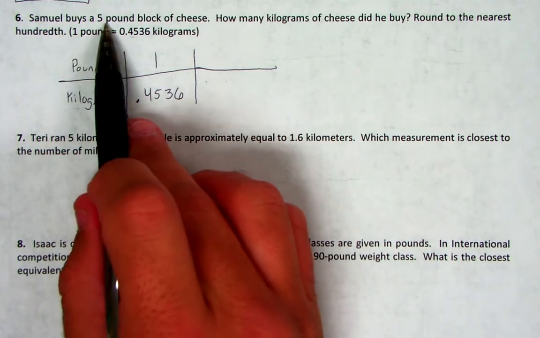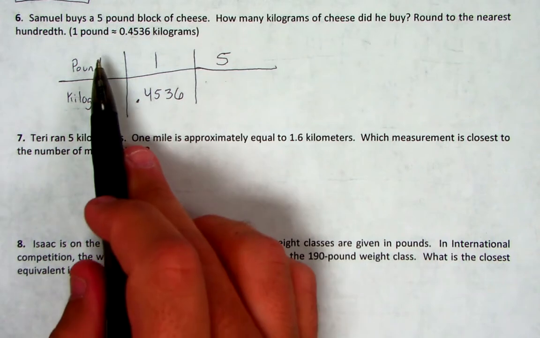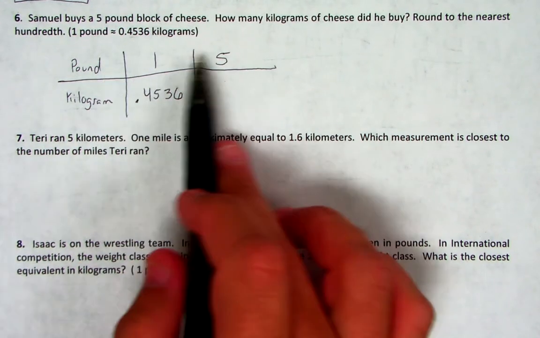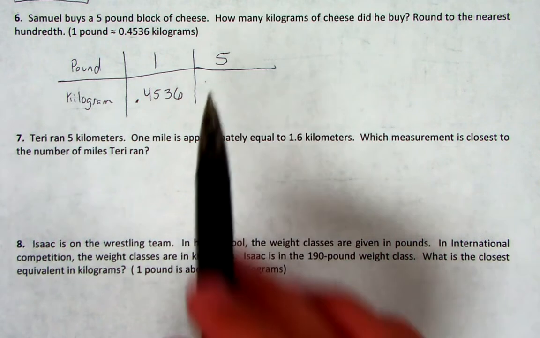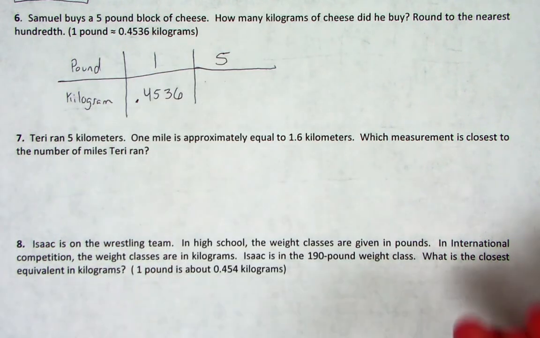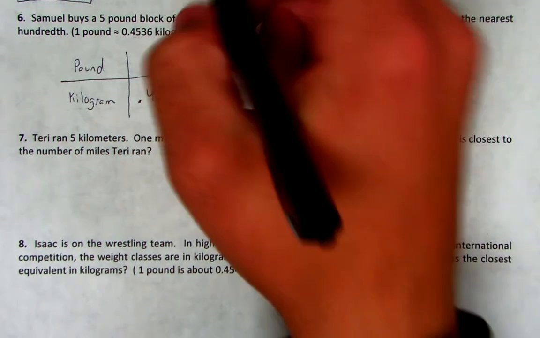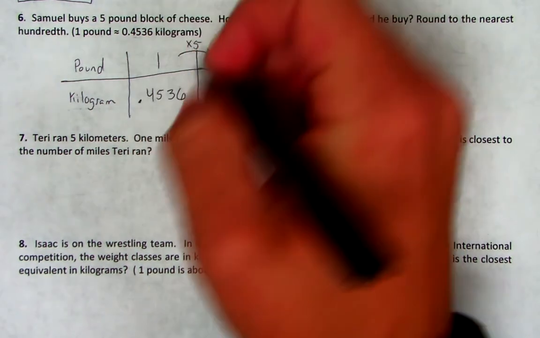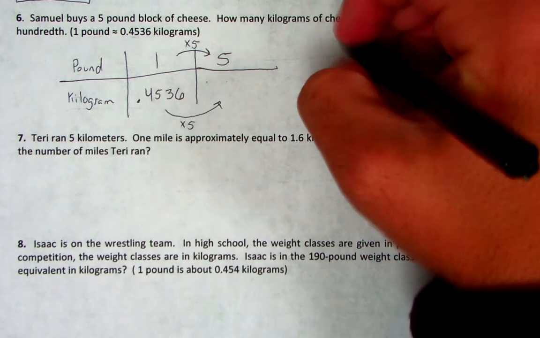He bought a 5-pound block. Guys, look how all this is lining up. The pounds lined up, and then the kilogram lines up. You must line up the material correctly. So let's look at my scale factor. To get from 1 to 5, you have to multiply by 5. So 0.4536 times 5, well, let's see.